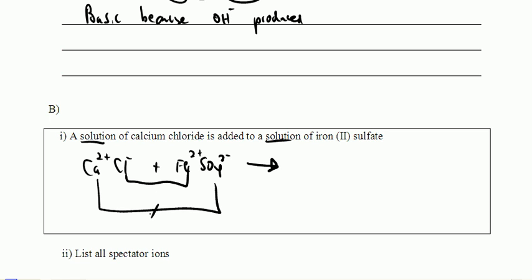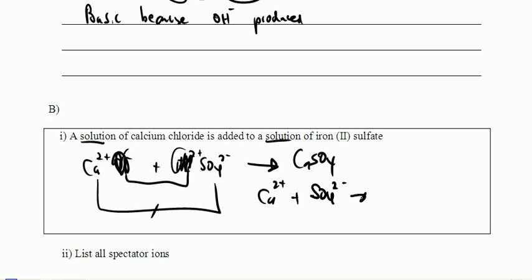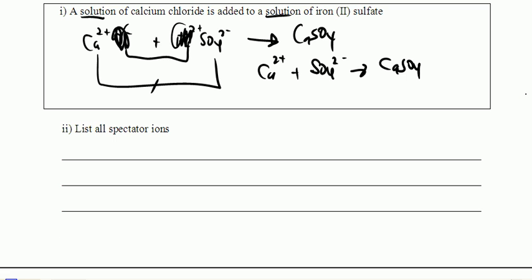Here is my precipitate, so I can cancel out those spectators immediately and get CaSO4. I do not need to balance this reaction, so it's Ca2 plus SO4 2 minus goes to CaSO4. List all spectator ions. Those are the people who got canceled out.